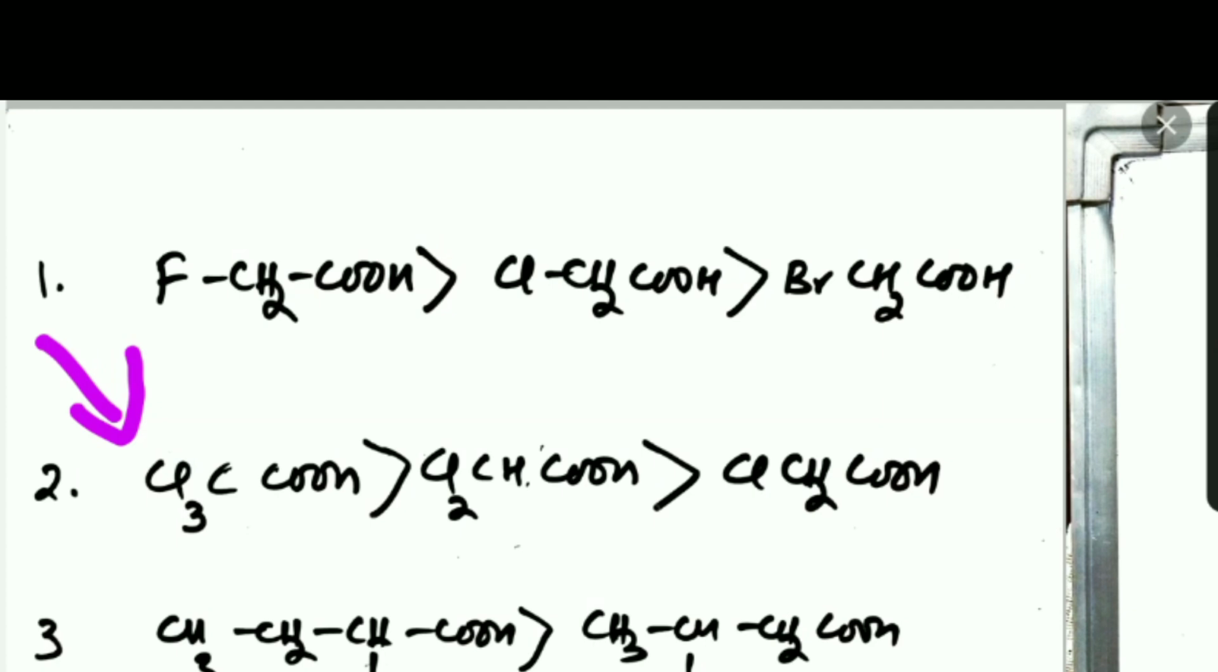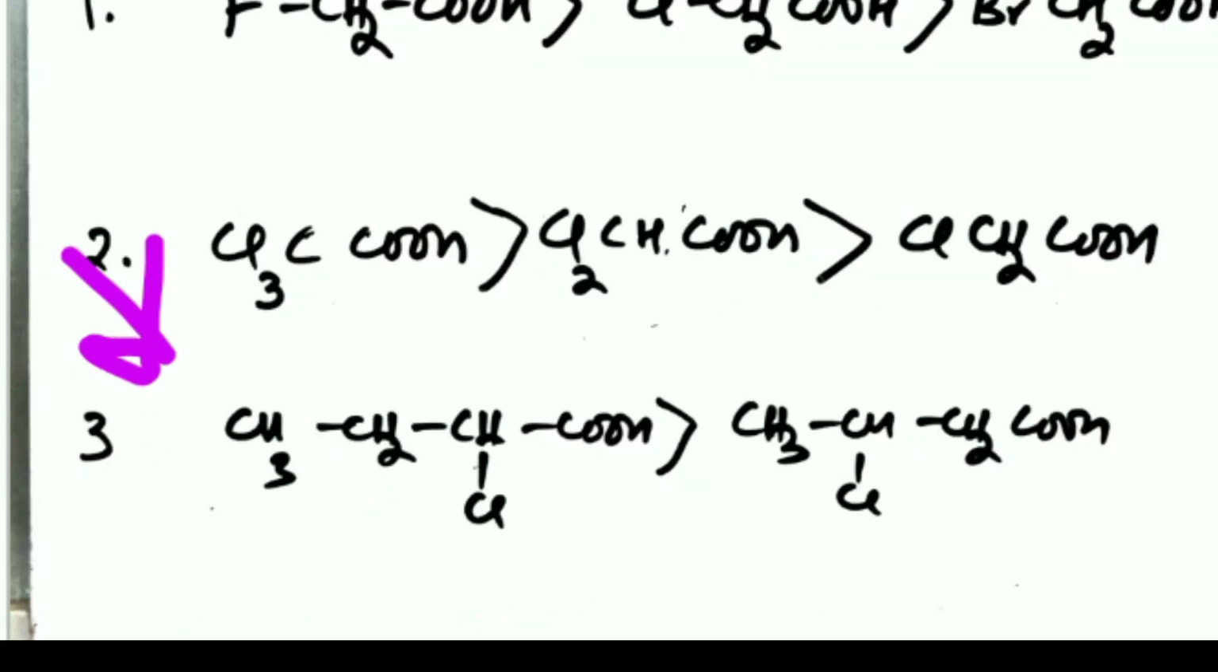So more is the number of electron withdrawing groups, more would be the acidity, hence making trichloroacetic acid more acidic than dichloro and then monochloro. And in the third, as the electron withdrawing group moves away from the carboxylic carbon, its electron withdrawal effect would also decrease, and hence its effect on acidity would also decrease.